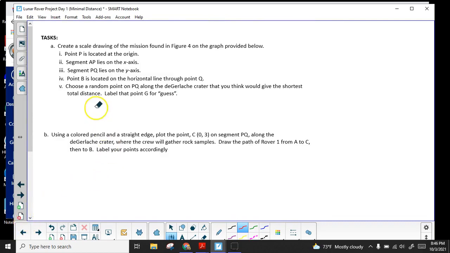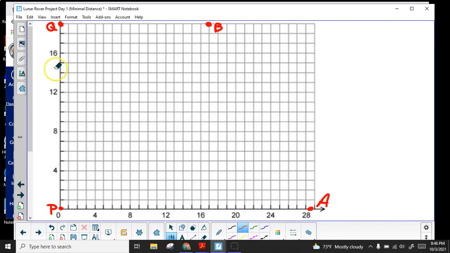So first thing, you need to put those points on your graph. Then you're going to choose a random point on PQ along the crater that you think would give the shortest total distance, and label that point G for guess. You can put it anywhere along here between P and Q. Each group will probably have a different guess point, but pick something. Pause the video while your group thinks about what you guess will be the shortest distance. There is no penalty for being wrong, so it's okay to guess.